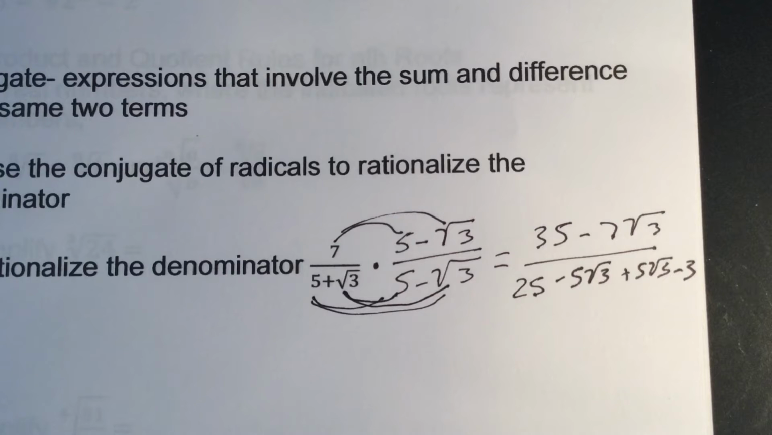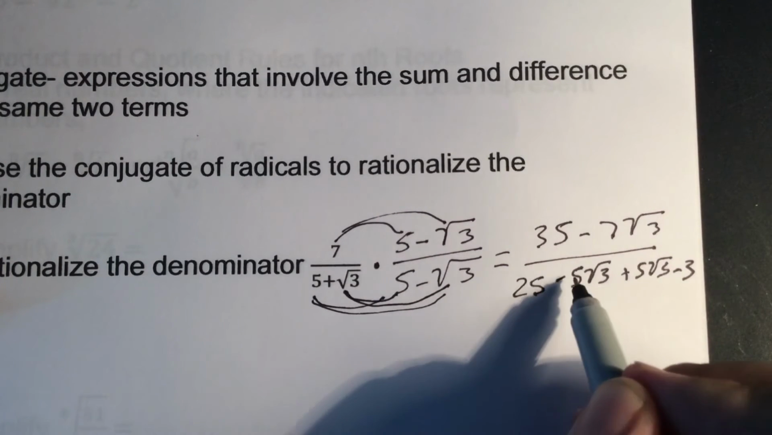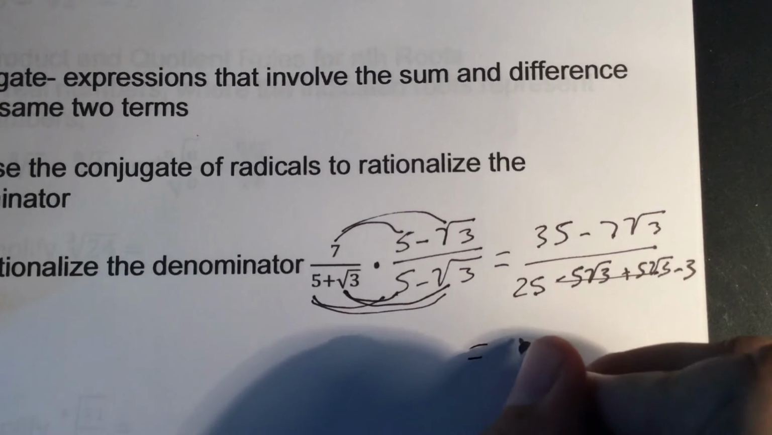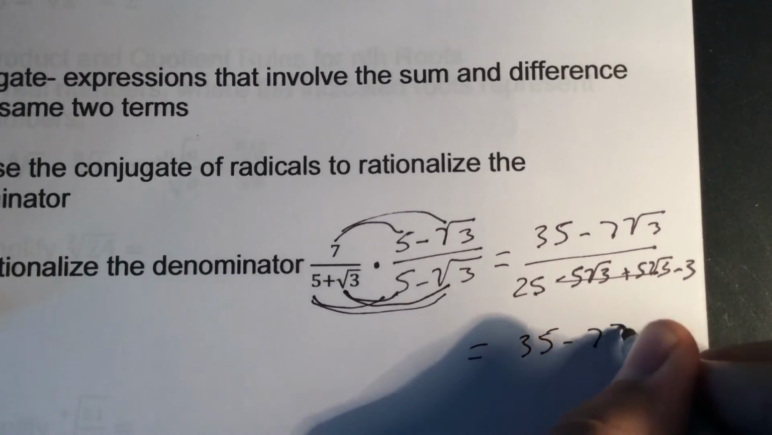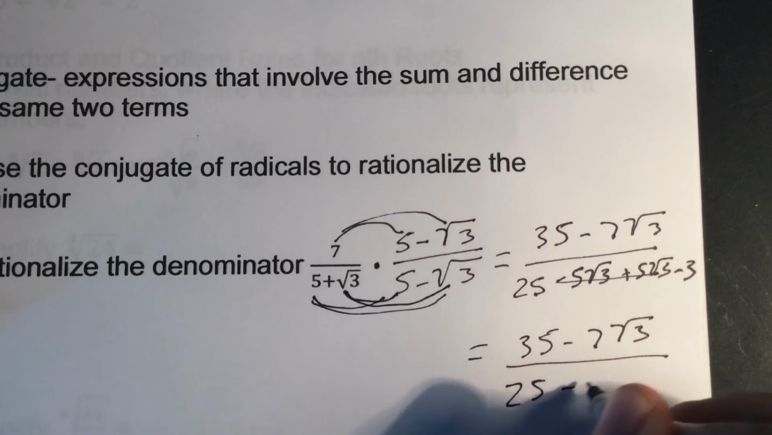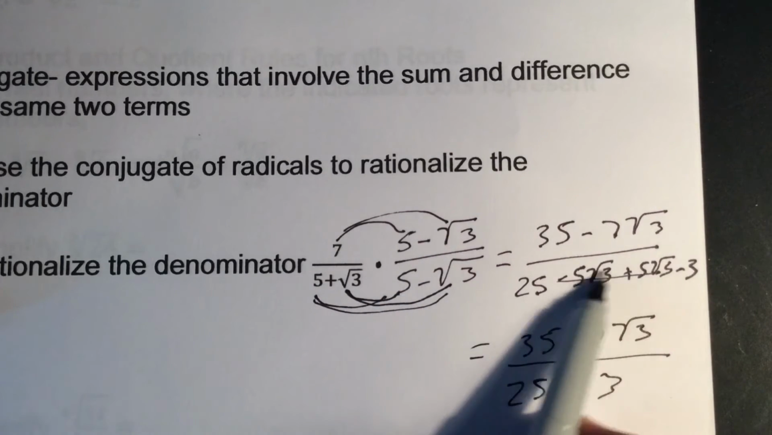So minus the square root of 9, which is 3. Now, what you notice here is this being minus, this being plus, these two cancel out. So what we have here is 35 minus 7 square root of 3 over 25 minus 3. Because it's timesing by its conjugate, the middles will always cancel.